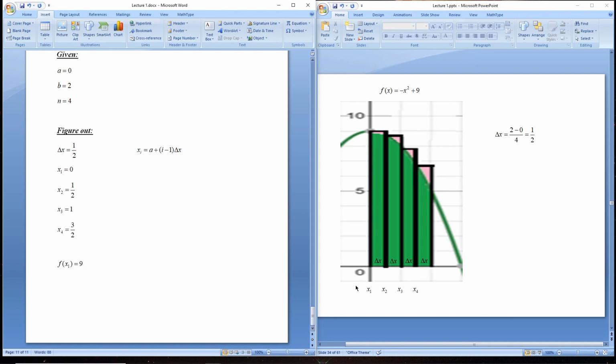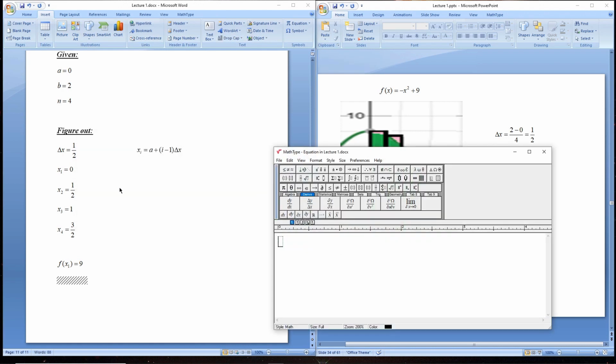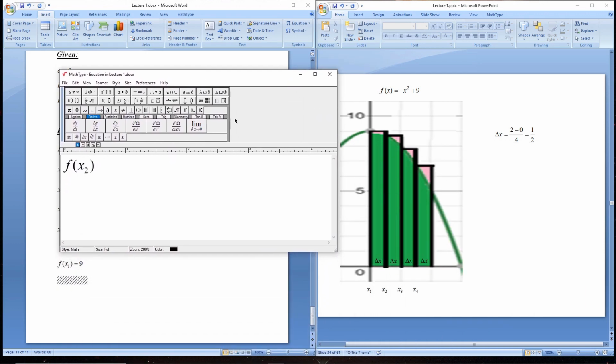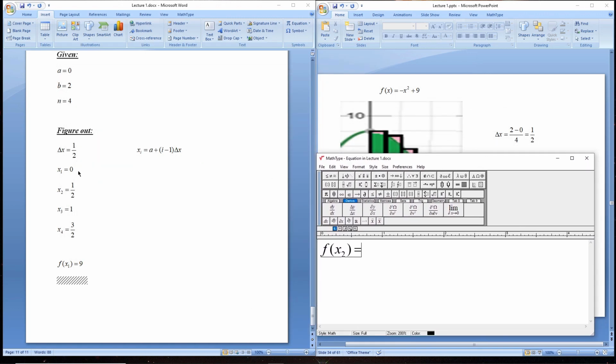Let's go on then to the height of the second rectangle. The height of the second rectangle occurs when we plug in x sub 2. We're going to plug in x sub 2. That'll give us the height of our function. And what is x sub 2? Well, that's something we already figured out. Over here, we figured out that x sub 2 is a half. So we're going to plug a half into our function.